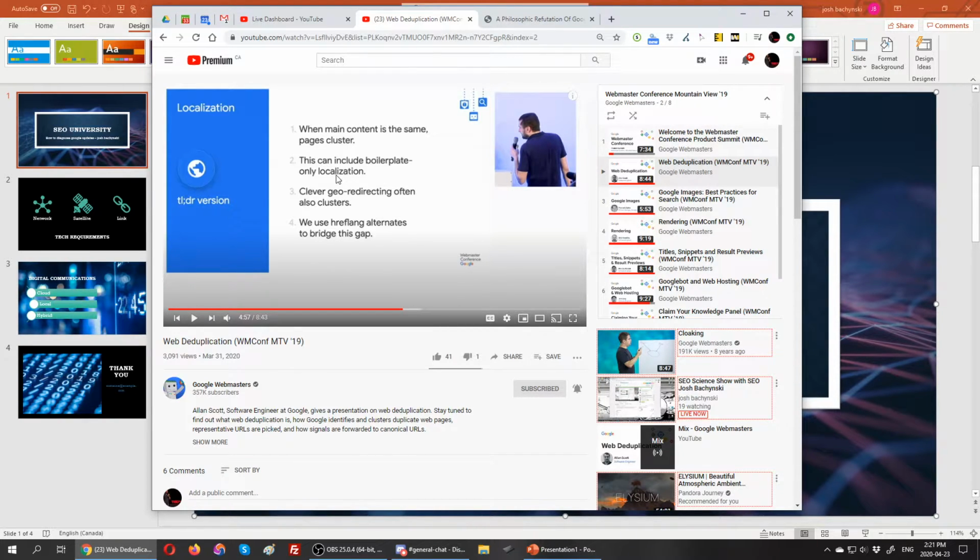You'll hear me say this all the time: when main content is the same, the page will cluster. This can include boilerplate, with only localization differing. Clever geo retargeting can cluster as well, so you have to be careful. Definitely make sure that when you're doing multiple languages, you have hreflang tags set up properly.